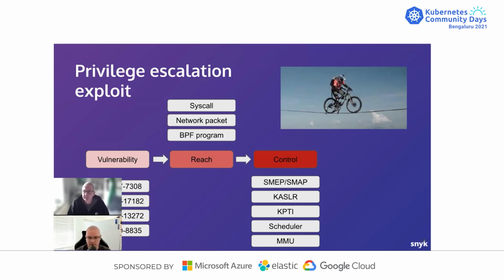Next, we also have the fact that the kernel is a complex state machine. It's got a scheduler. It's got a memory system that does a lot of operations very quickly. All of these operations can change memory layout and cause our exploits to misbehave.